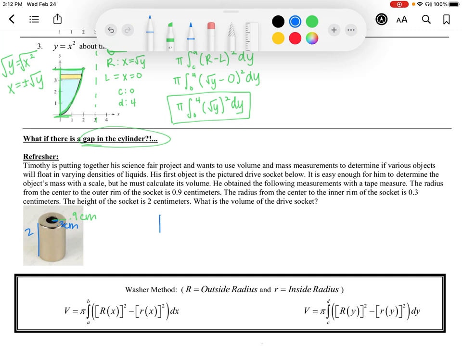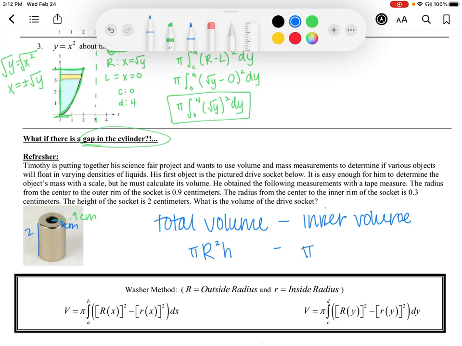So we're going to take the total volume and we're going to subtract the inner volume. That's how we would go through and solve this problem. So we'd have a pi, let's do capital R squared h, minus pi lowercase r squared h. So the total, the big radius minus the small radius.